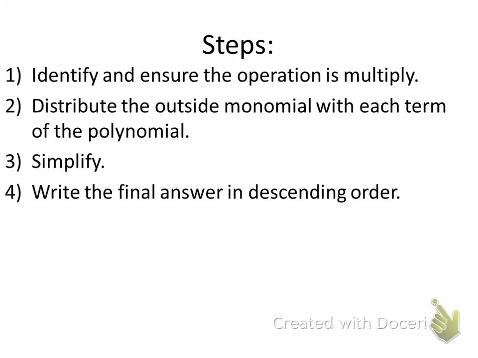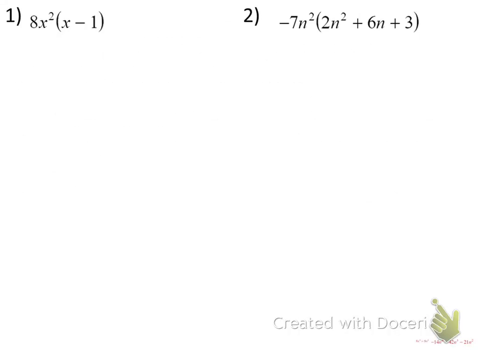Here are the steps. You could pause the video right now if you need to write the steps. Here we go. Number 1 and 2, watch me work my magic. All right. Number 1, pencils down. So we have 8x squared times x minus 1. We know that it's a times sign because there's nothing there, and there's a term next to a parenthesis, so we know that should be a times sign.